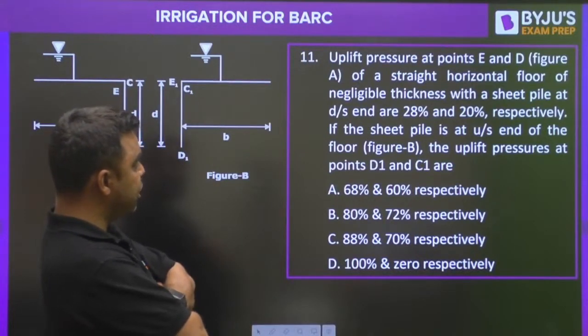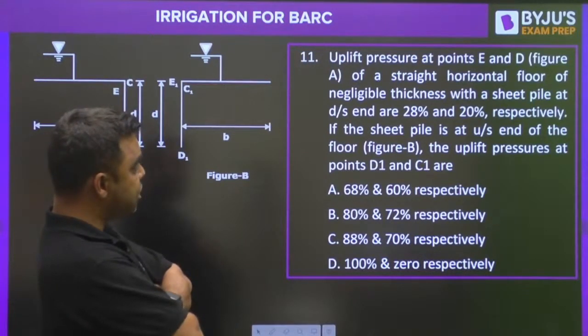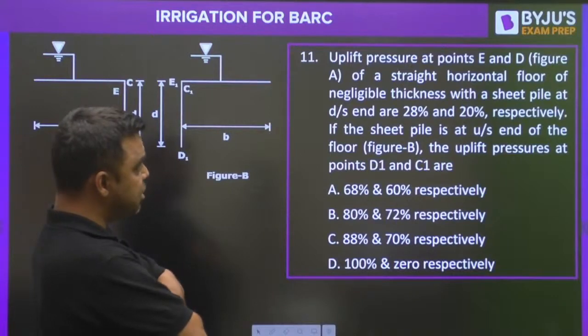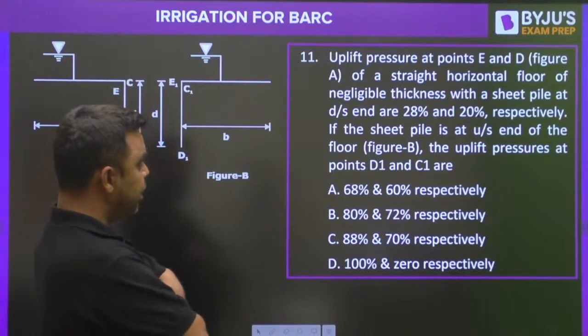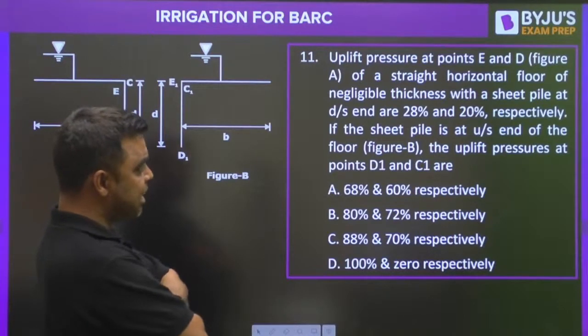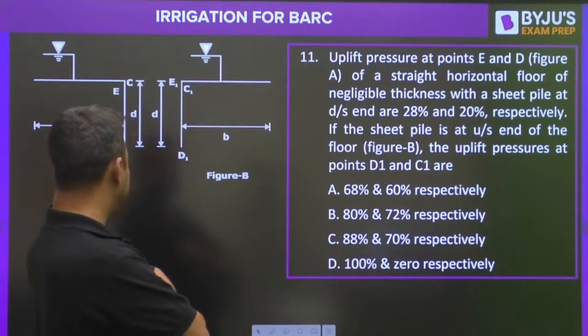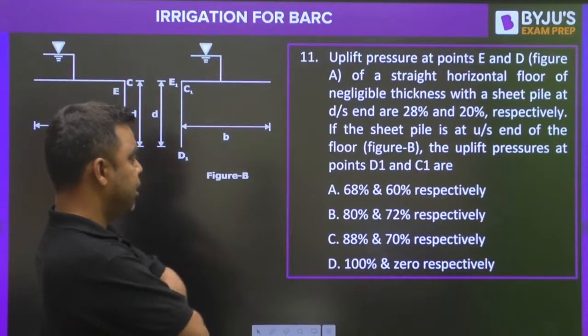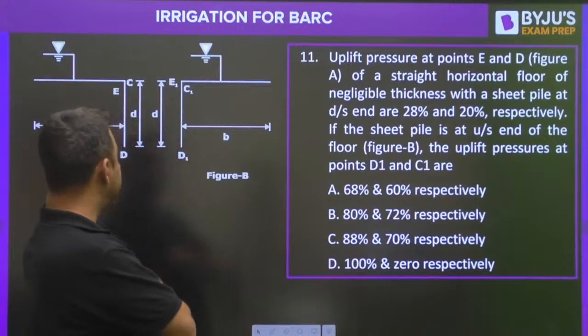Uplift pressure at points E and D of a straight horizontal floor of negligible thickness with a sheet pile at the downstream end are 28% and 20% respectively. If the sheet pile is at the upstream end of the floor, as in figure B, find the uplift pressure at D1 and C1.